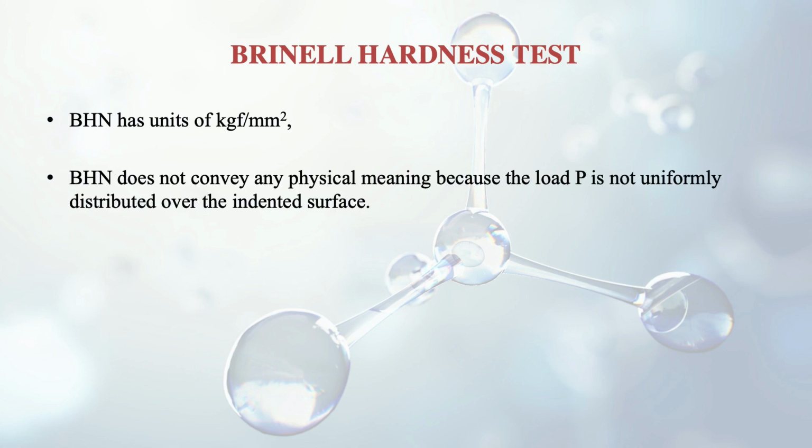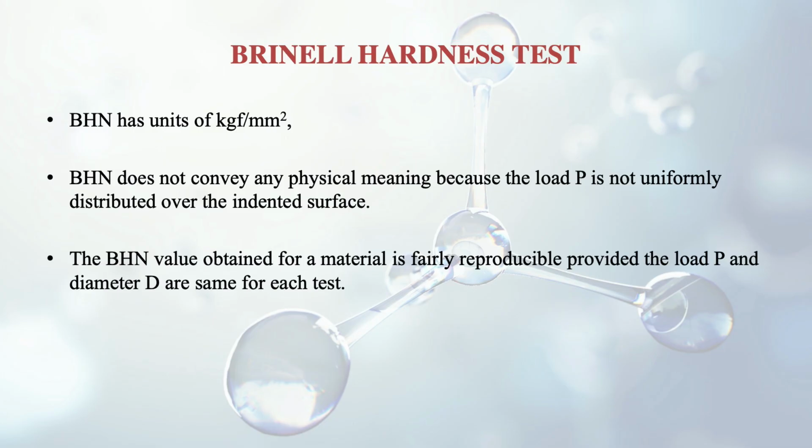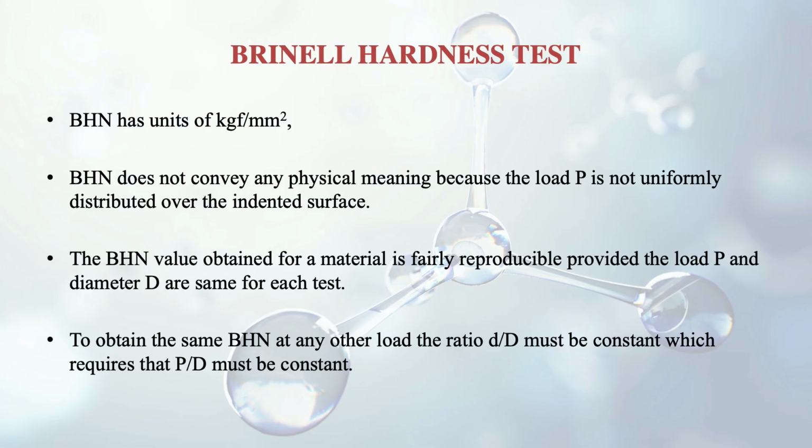BHN does not convey any physical meaning as such, because the load P is not uniformly distributed over the indented surface. So this load is not completely distributed uniformly over the indented surface, so it has not got any such physical meaning. And BHN value obtained for a material is fairly reproducible provided the load P and diameter D are same for each test. So this BHN value can be got again and again if the load and diameter are the same for each test. So to obtain the same BHN at any other load, what we need to do? The ratio of small d to capital D must be constant.